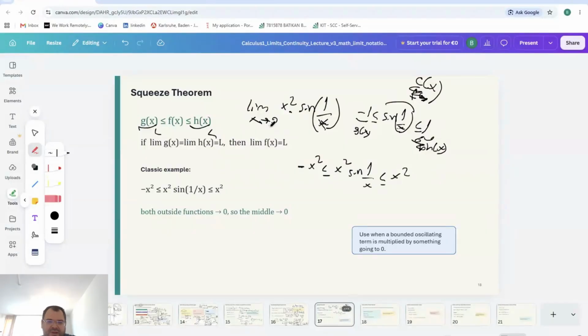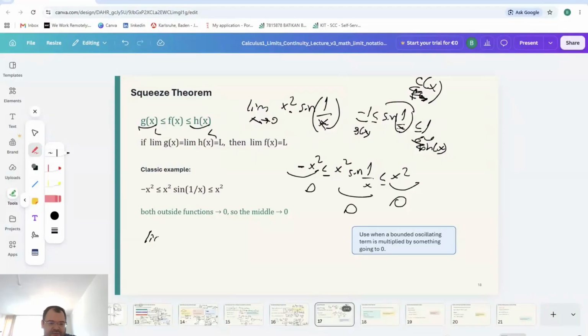So when x goes to 0, we are looking for the limit of x squared times sine of 1 over x. When x goes to 0, this is going to 0, so this is also going to 0. That is why this must go to 0. This is the squeeze theorem. From the left side, we are going to 0. From the right side, we are going to 0. That's why the function in the middle must also go to 0 when x goes to 0.